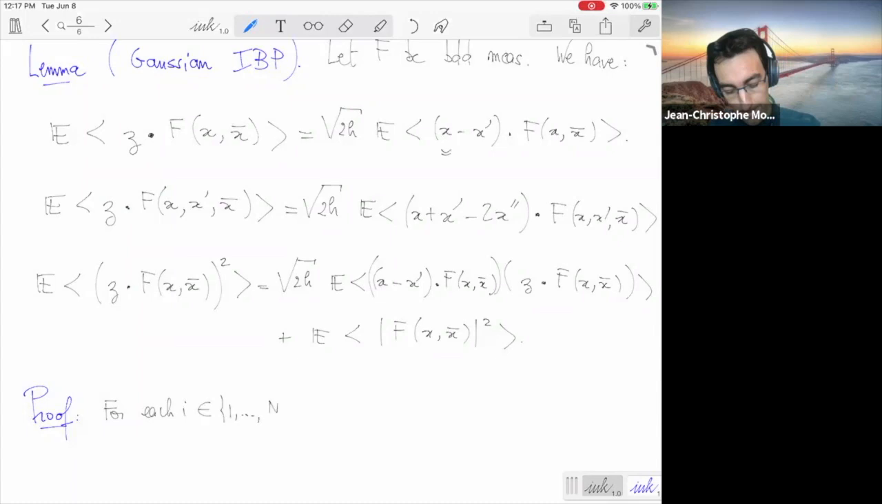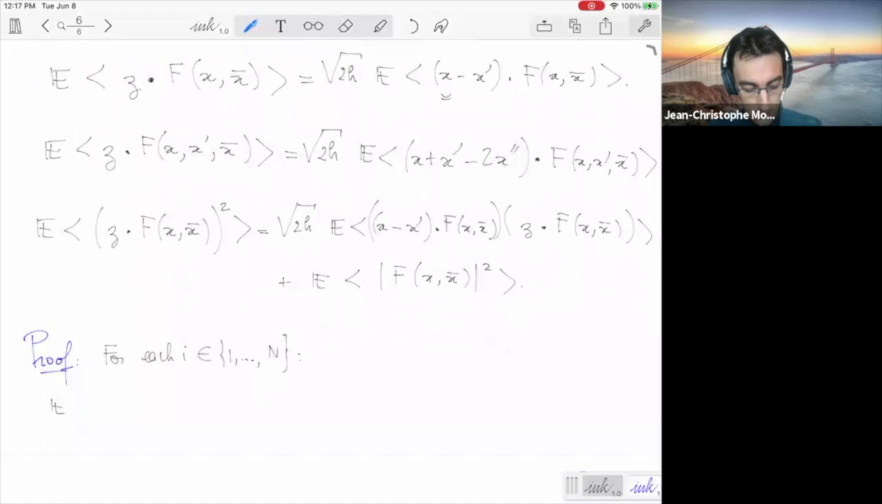we're going to compute the expectation of zi, this is a z. I'm sorry, my z notation is perhaps a bit unusual. This is a z, zi, fi of x, x bar.